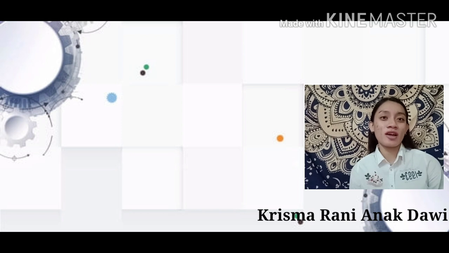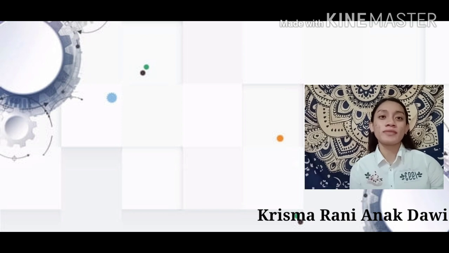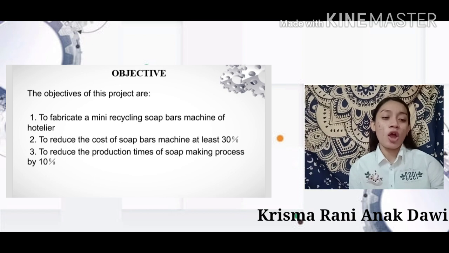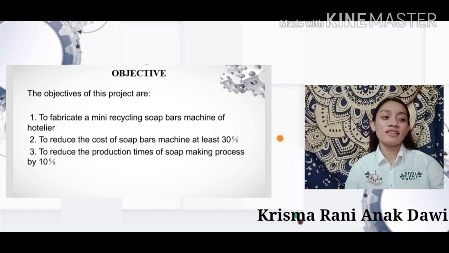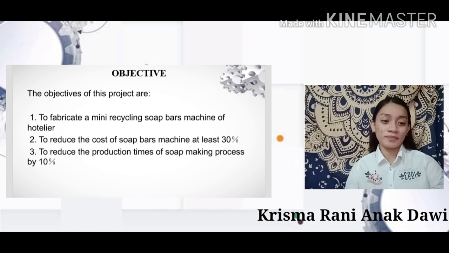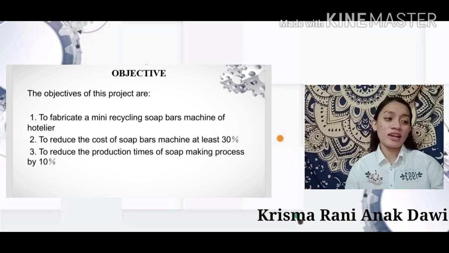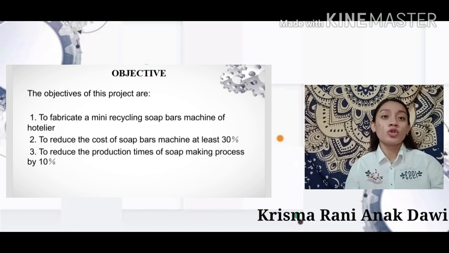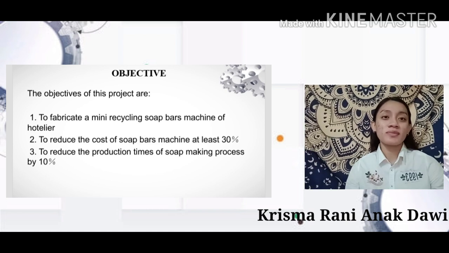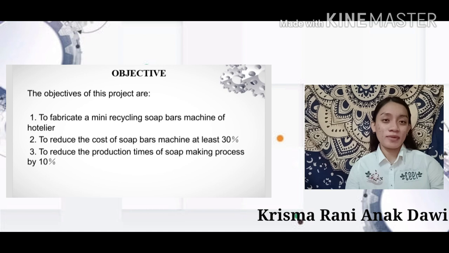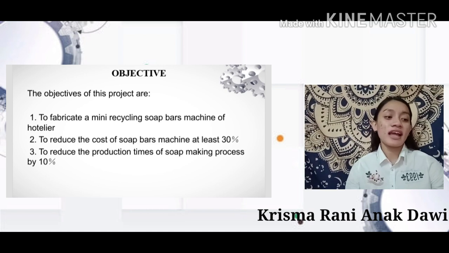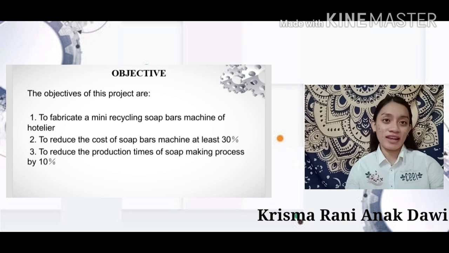First, I will present the objective. The objectives of this project are: number one, to fabricate a mini recycling soap bar machine for hoteliers. This machine is better than other machines available in the market. Number two, to reduce the cost of the soap bar machine by at least 30%. The cost of this machine is cheaper than other machines available in the market.